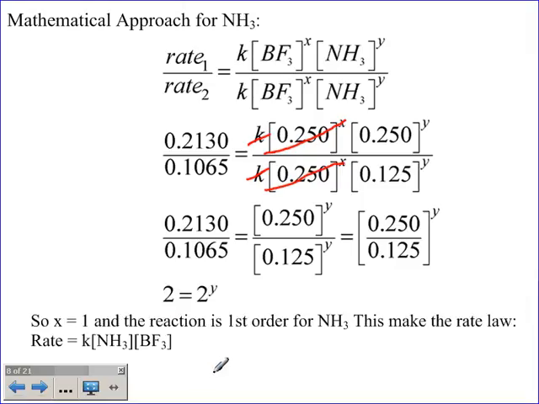And that turns into 2 equals 2 to the y. So y, not x, typo, y equals 1, and the reaction is first order for NH3. This makes the rate law K times the concentration of ammonia times the concentration of boron trifluoride. Same result that we got by looking at it and answering it verbally.